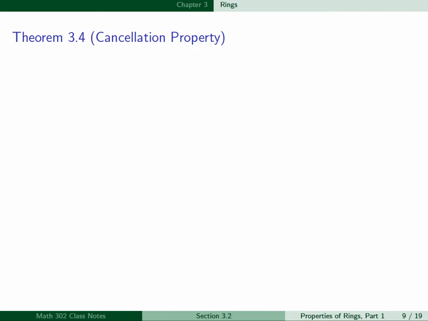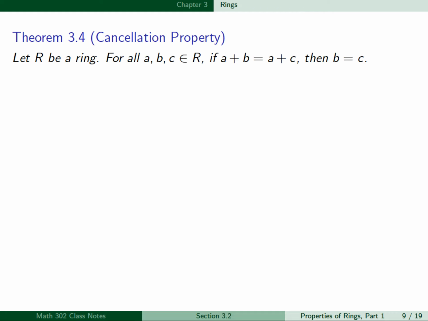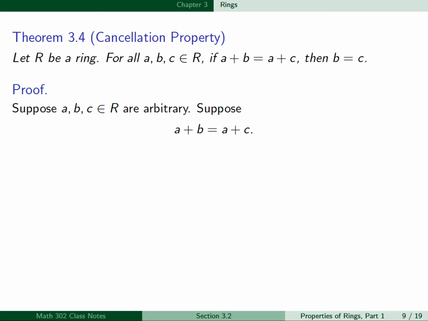So first we have Theorem 3.4, which is called the cancellation property. And this states, let R be a ring. For all A, B, C in R, if A plus B is equal to A plus C, then B is equal to C. So if we have the same element on both sides of an equation, we can cancel it out. So for the proof, we're going to suppose A, B, C in R are arbitrary. We'll suppose our hypothesis that A plus B is equal to A plus C, and we need to show the conclusion, B is equal to C.